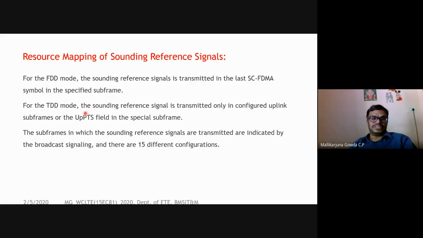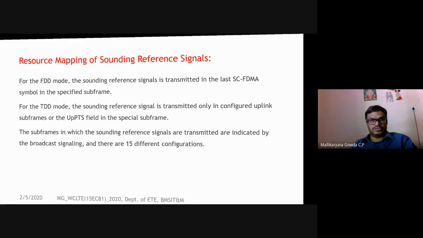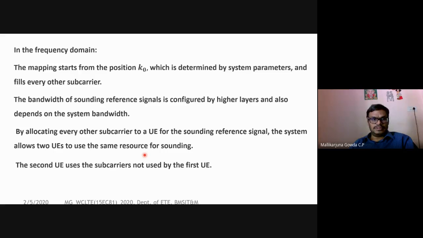For TDD mode, you know what is the difference in the frame structure, right? In the second subframe, we have 3 fields. One is downlink PTS, then guard time, that is guard period, and another one is uplink PTS field, right? So in that, it will be transmitted. And the subframes in which the sounding reference signals are transmitted are indicated by the broadcast signaling. And there are 15 different configurations. I'm not going into depth about all 15 different configurations. I'll just show one of them.